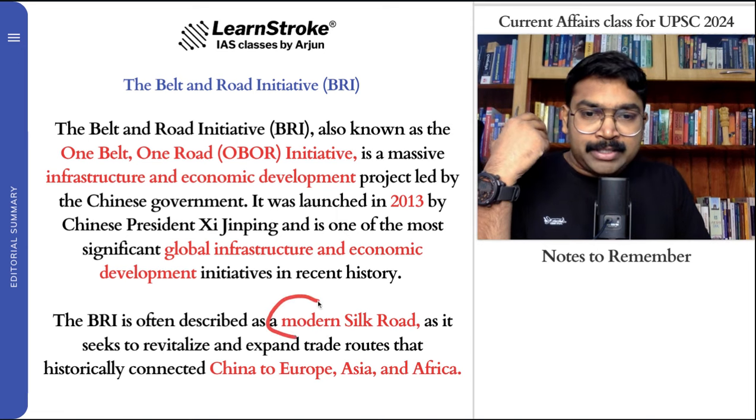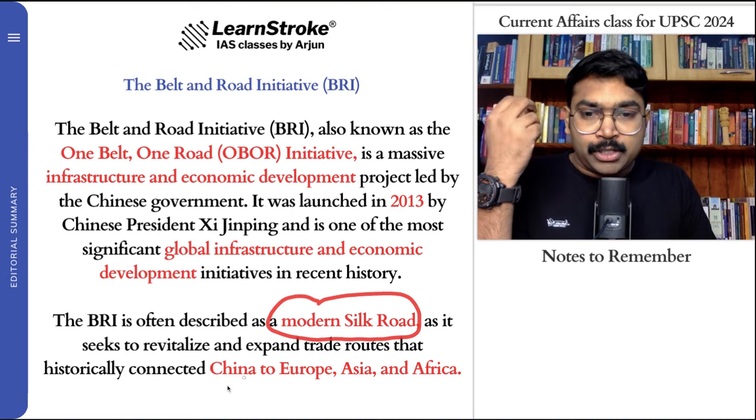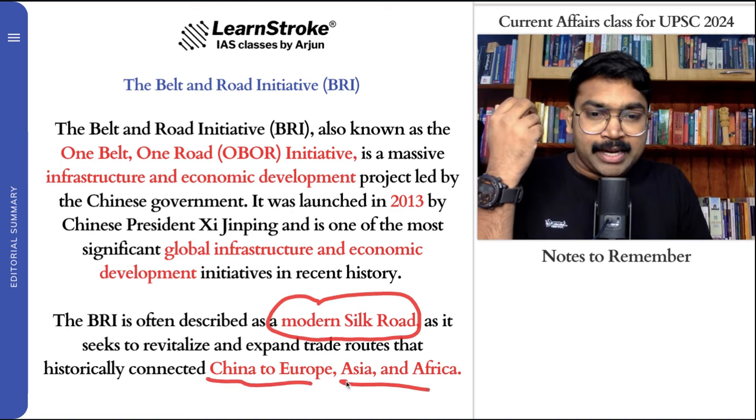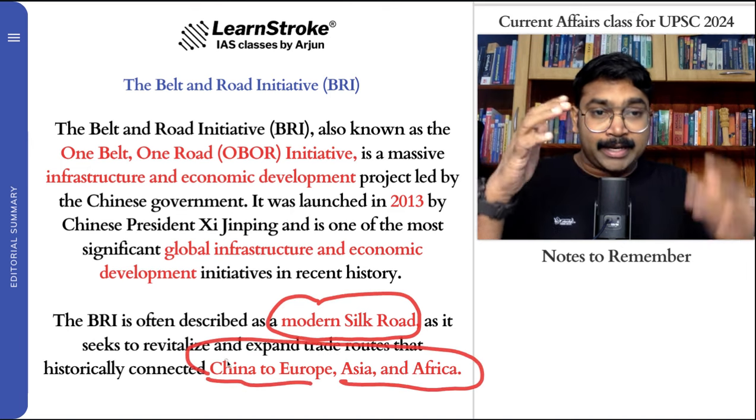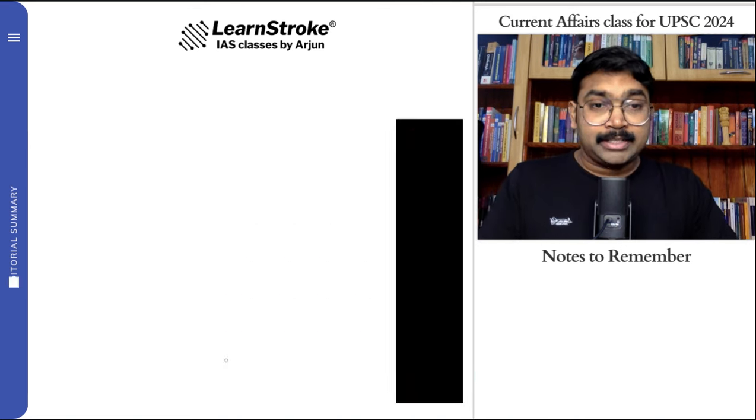So this is very much similar to the modern Silk Road, as it seeks to revitalize the trade routes historically between China to Europe, Asia, and Africa. So just like how it used to connect the other parts of the world, the OBOR or BRI is going to connect a lot of people. So this is the history. Now let's check the important points.